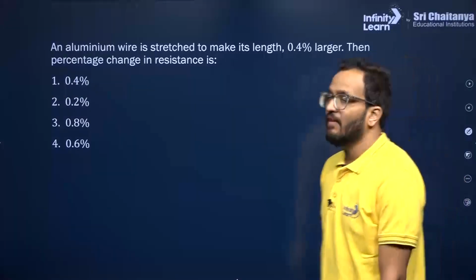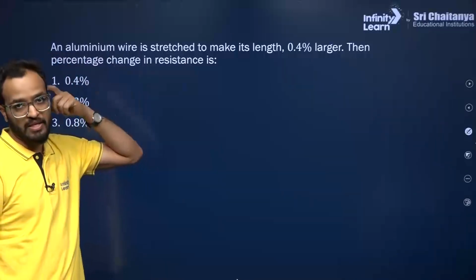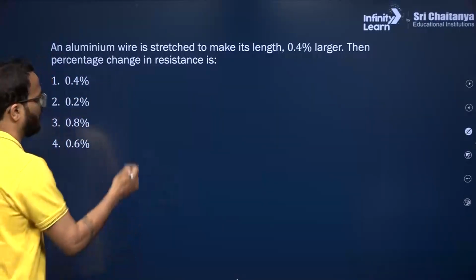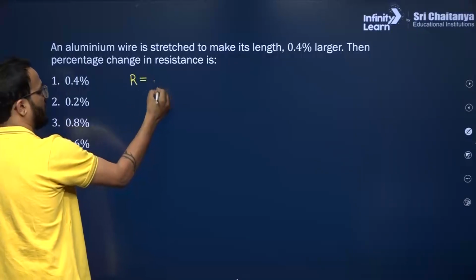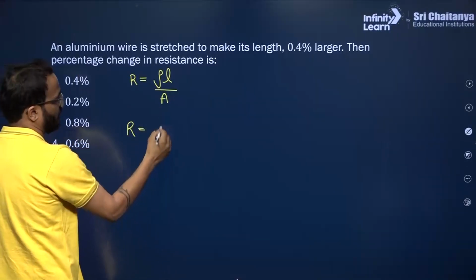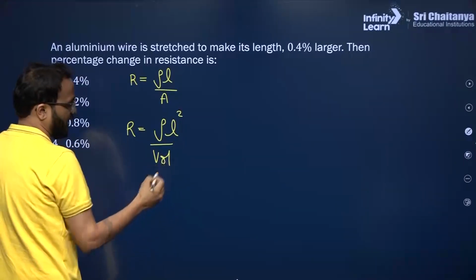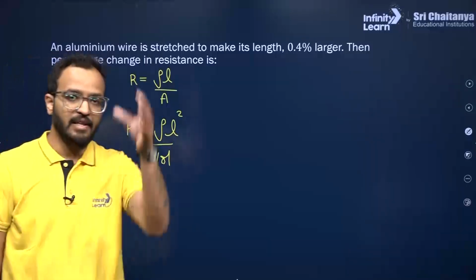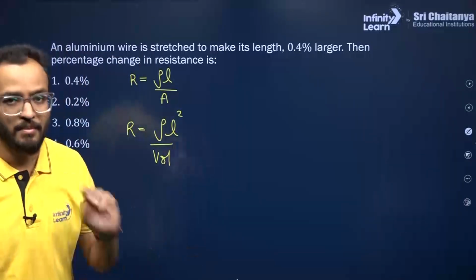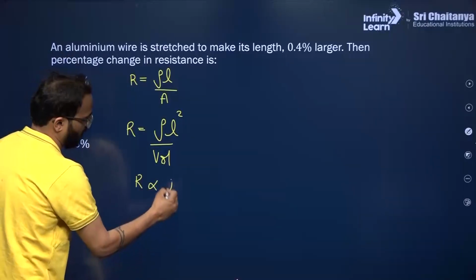So an aluminium wire, see, this is very important. When the length of a wire is changing only, then what is the percentage change in resistance? The formula is this. See, resistance is rho L by A, but here we will be using this formula, rho L square by volume. Right? So when you stretch a wire, the resistivity and volume do not change, but the length changes, right? So we will say resistance is directly proportional to L square.